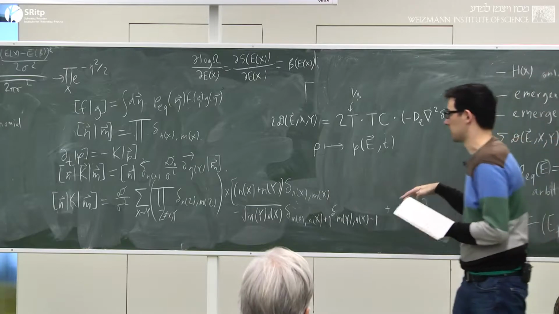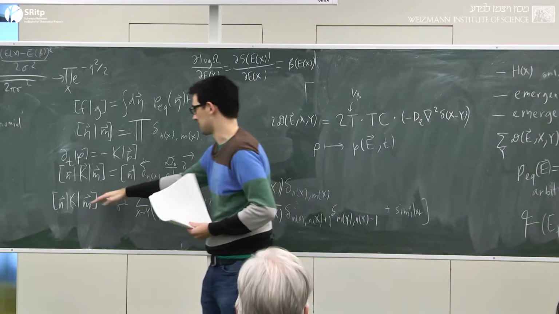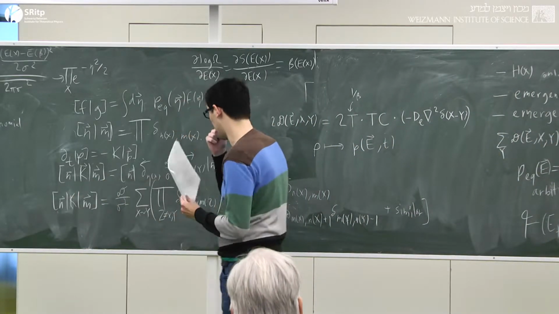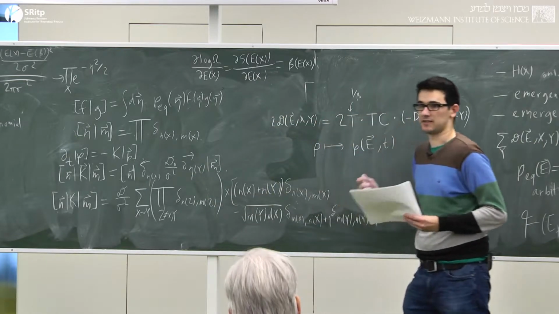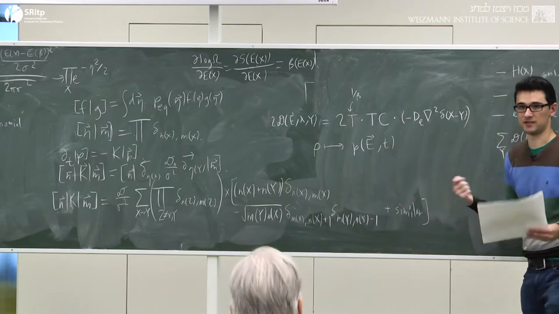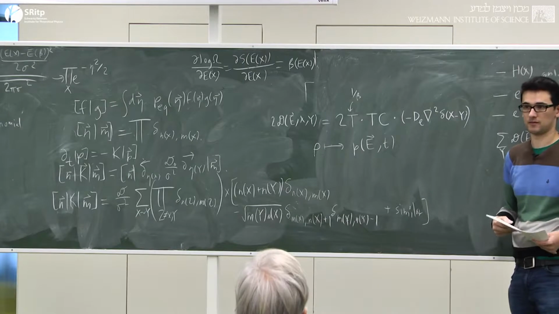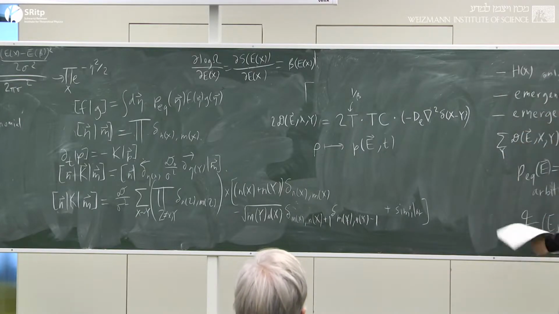So what's the punchline? We have this basis we're analyzing the Fokker-Planck equation in, and in this basis, excitations can hop between adjacent sites, and that's all that happens. So it's particularly simple.